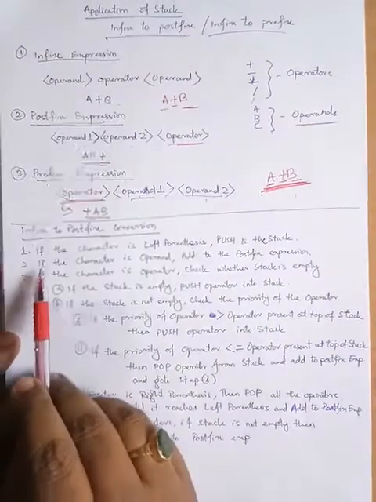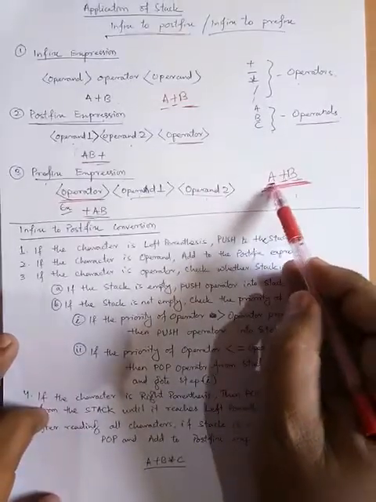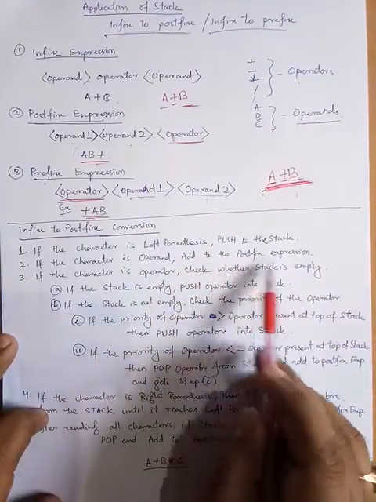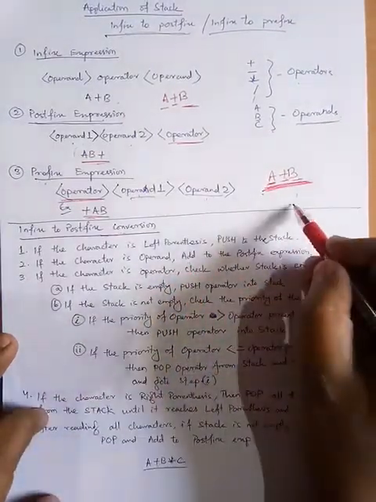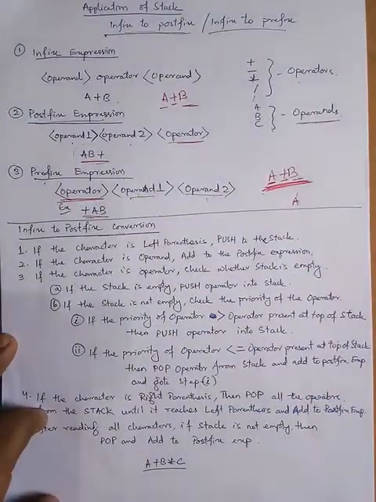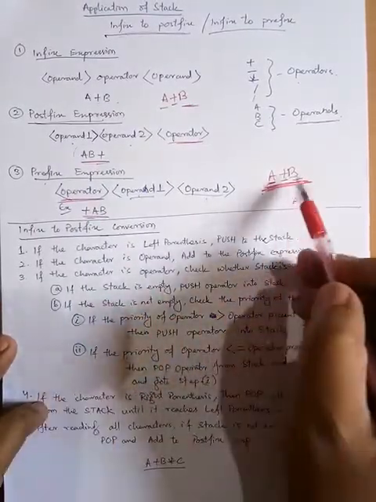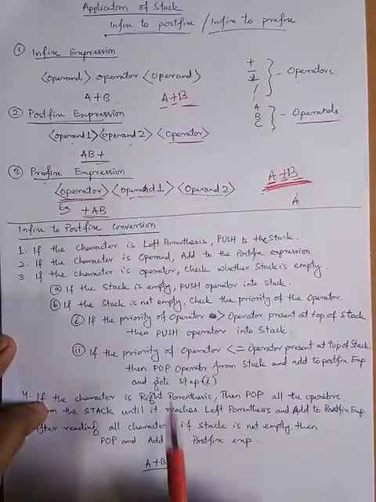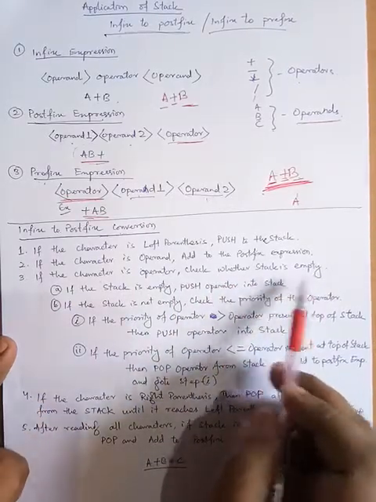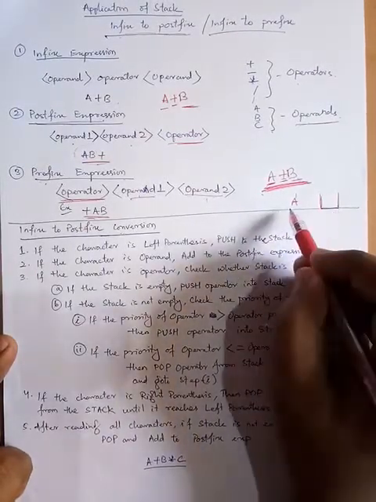So next we'll check if the character is an operand. Here this character is an operand, so you add it to the postfix expression. Then the expression contains the first operand. If the character is an operator, suppose the next one is the plus symbol, then check whether the stack is empty or not. So you need to use the stack. Here there will be one stack and one expression.